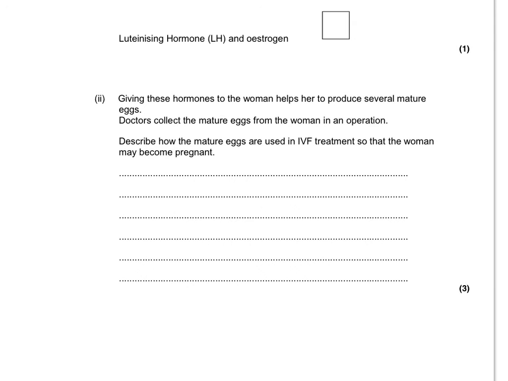This next question states, describe how mature eggs are used in IVF treatment so that women may become pregnant. Effectively, all it's wanting you to do is describe the IVF process. It's a 3-mark question, so again we're going to need 3 marks. Your first mark is for stating that the egg would be fertilised. Your second mark is that you would allow this fertilised egg to develop into an embryo. And your third mark comes for stating that this embryo would then be inserted back into the mother's womb or uterus, and then obviously the woman hopefully would give birth to a baby.